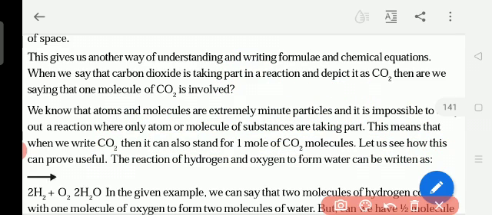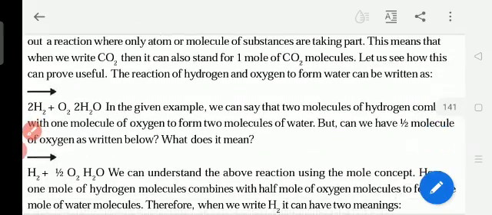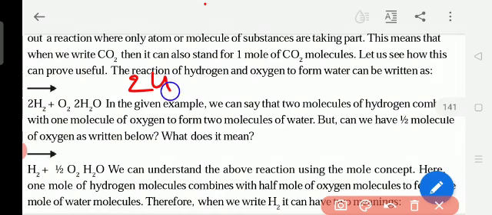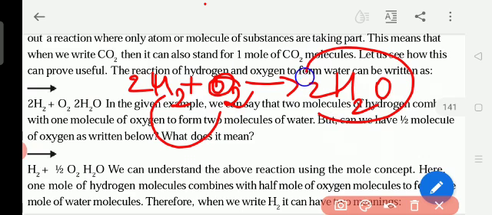Okay. Let us see how this can prove useful. The reaction of hydrogen and oxygen to form water can be written as follows. How is the water forming? It is not clear here, so I will write it. Okay. 2H2 plus O2 gives rise to 2H2O. Understand? Hydrogen and oxygen together make water, 2H2O.